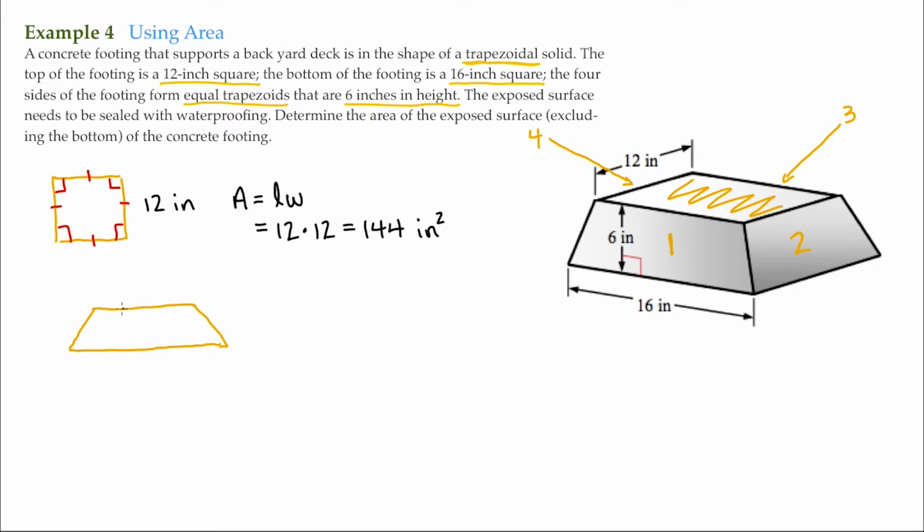So this base right here, that's probably this one right here. That's the edge of one of the squares. So this is 12 inches. This base right here, that's the edge of our 12-inch square on the bottom. That's right around here. Or our 16-inch square on the bottom. So this is 16 inches. Our vertical height right here, our perpendicular height right here, that's 6 inches.